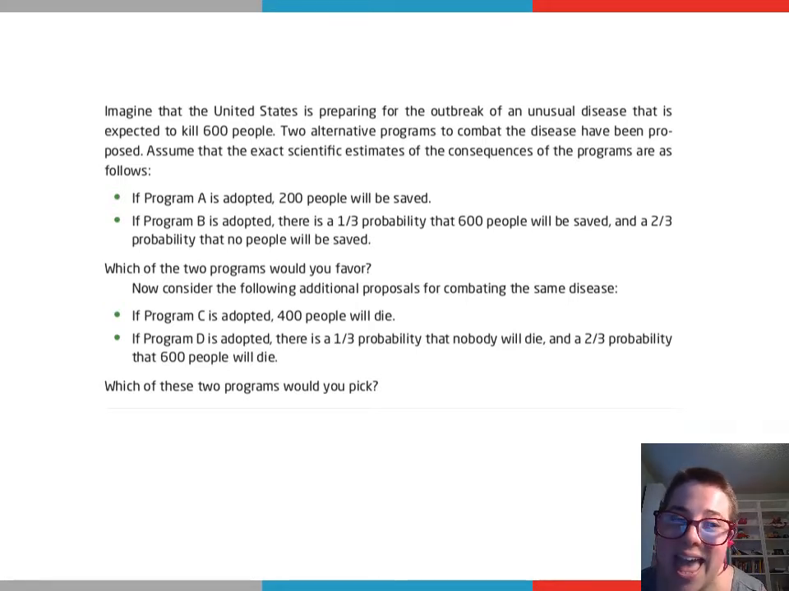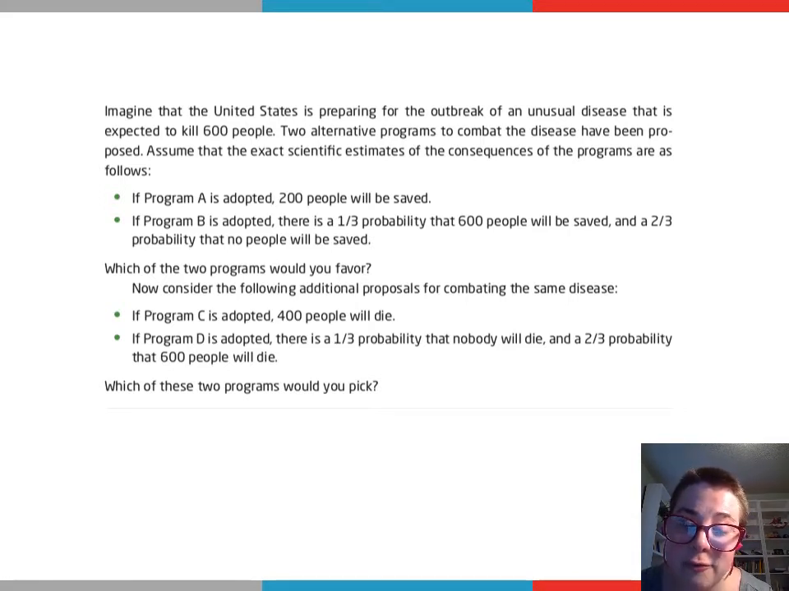If program A is adopted, 200 people will be saved. If program B is adopted, there is a 1/3 probability that 600 people will be saved and a 2/3 probability that no one will be saved. Which of the 2 programs would you favor?